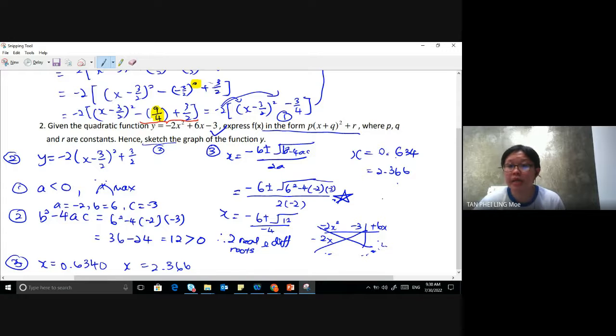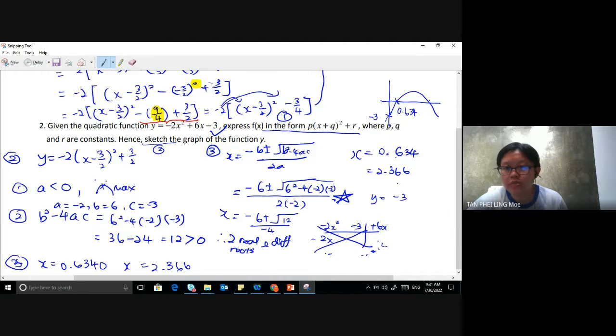How to find y-intercept? At y-intercept, your x is equal to 0, isn't it? So you will find your y equals to 0, because here 0, then plus 6 times x, 0, so 0, so you're left with negative 3. So I think you can happily sketch out now, which means you have 2 roots and your y-intercept is negative 3.